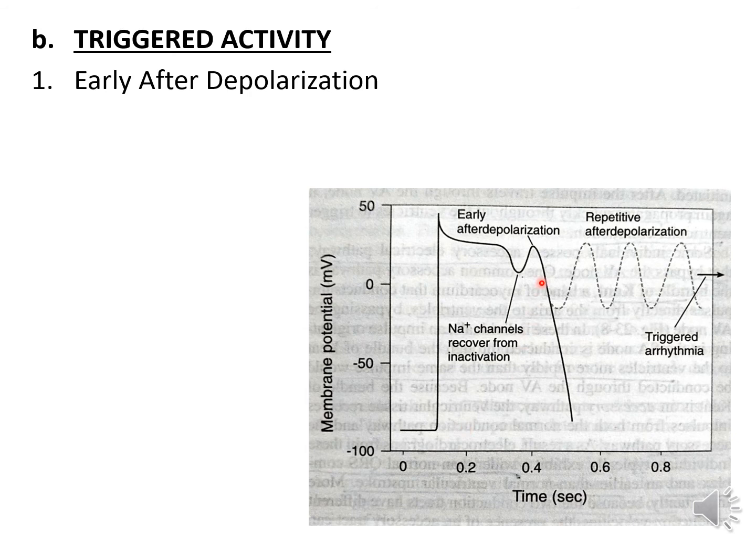Early after depolarization is when it appears before completion of the action potential. So when after depolarization is seen before the completion of the action potential, it is known as early after depolarization. And if it occurs just after completion of the action potential, then it is known as delayed after depolarization. Here, this diagram is showing us early after depolarization.